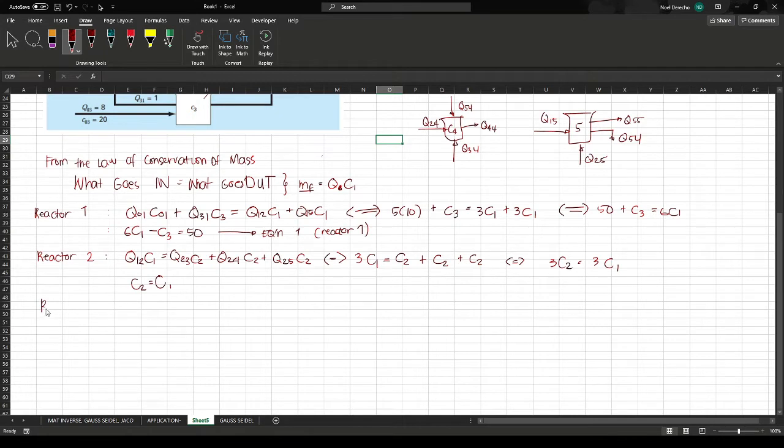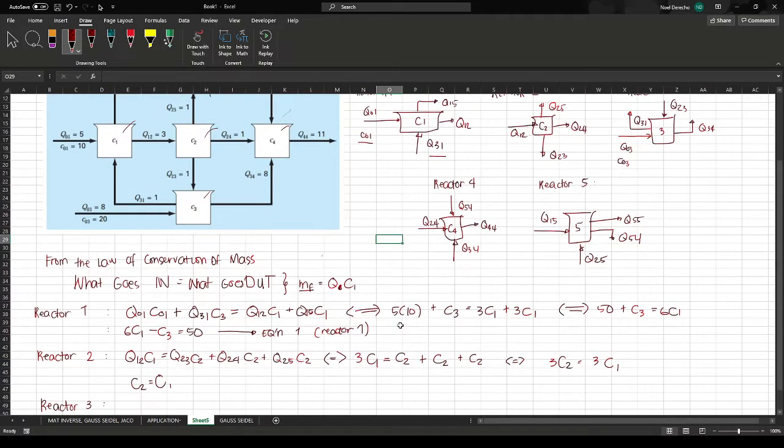So for reactor 3, looking back, that is input of Q03 C03, input, plus Q23 from C2. Then going out Q34 C3 plus Q31 C3.